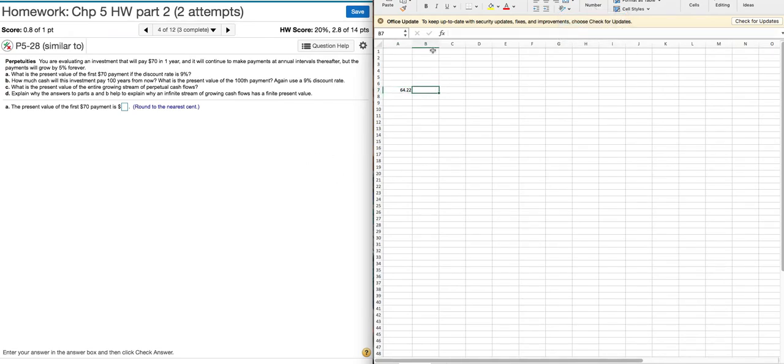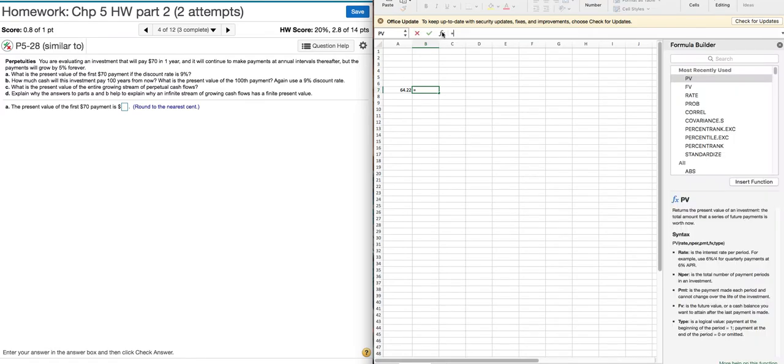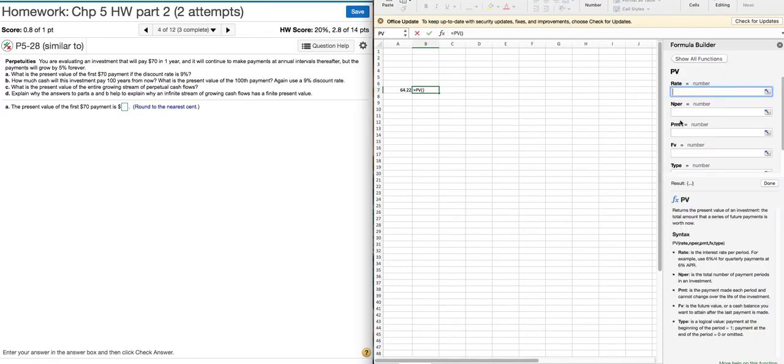But the way we can do that, just sticking with the theme of using Excel functions, is to use the present value function, use that discount rate of 0.09, and the number of periods is 1 because it's just 1 year. And that future value that we're going to receive in 1 year is $70. So the present value of $70 to be received in 1 year at a discount rate of 9% is going to be, again, $64.22.